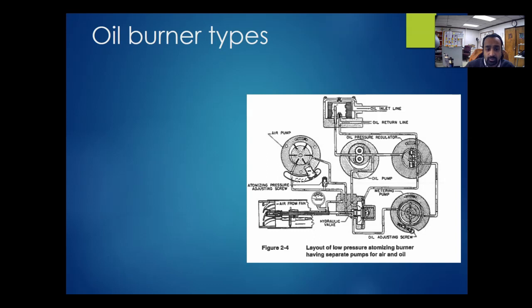This is an old schematic about oil burner types and how the oil gets delivered from the storage to the combustion chamber. If you look here, this is the oil pump. There's an air pump that pressurizes the fuel. Again, this is a very low pressure atomizing burner, where there's a different pump for the air and a different pump for the oil, and they both get pumped in together.